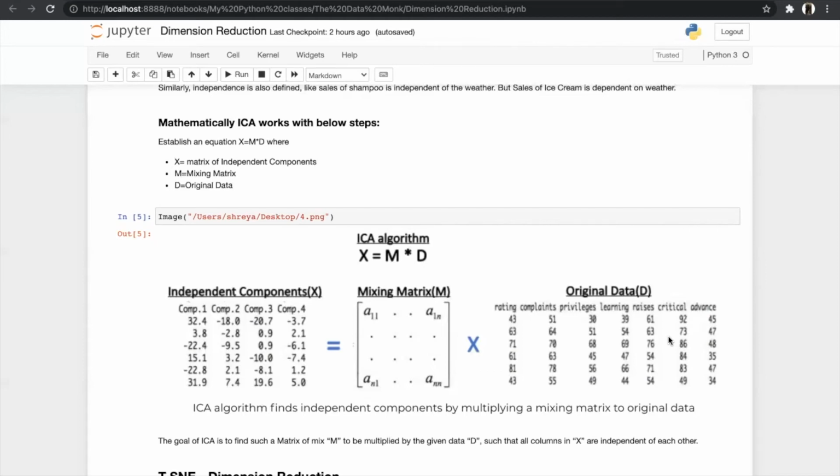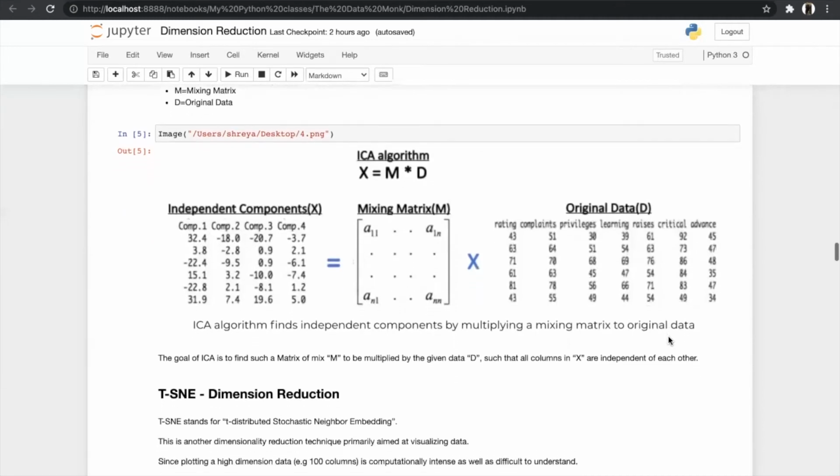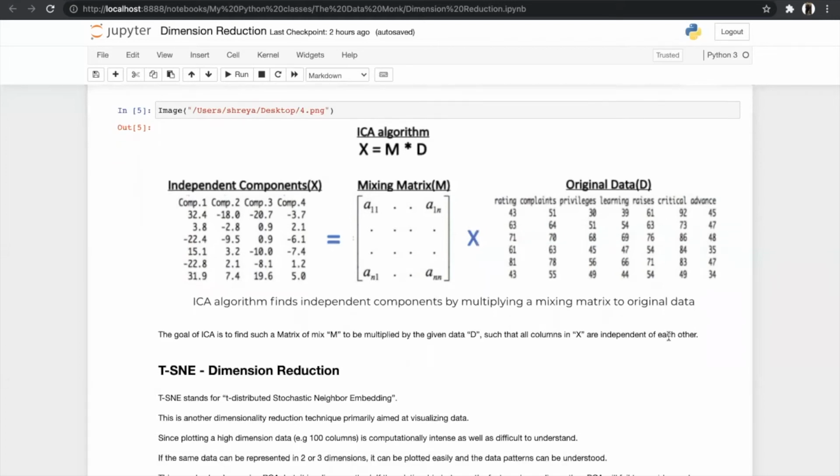So now we will look into our next algorithm, which is t-SNE, also known as t-distributed stochastic neighbor embedding. Don't get nervous with the name, it is actually very simple. This is just another dimensionality reduction algorithm, primarily aiming at visualizing the data, since plotting of high dimensional data is computationally intense as well as difficult to understand. So if the data can be represented in 2 or 3 dimensions, then it can be plotted very easily and the data pattern can be understood.